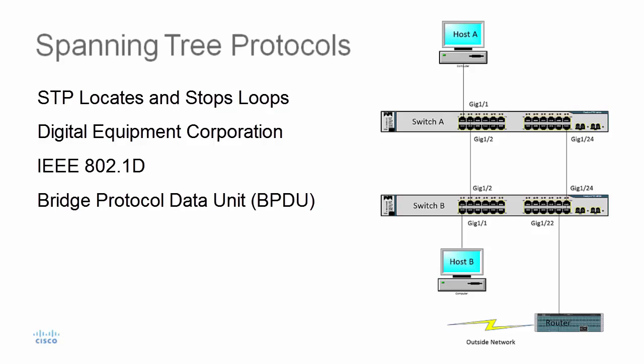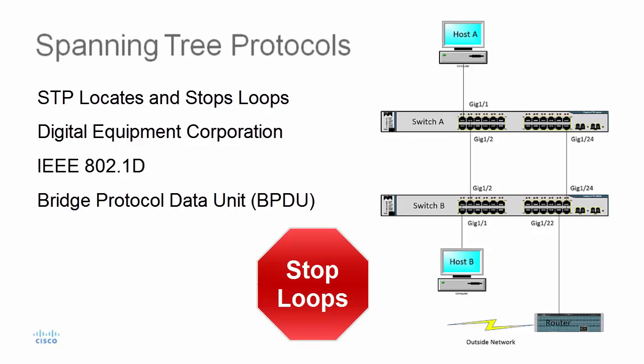The protocol that Spanning Tree uses is called a Bridge Protocol Data Unit, or BPDU. The word bridge in the name is still used even though BPDUs today run almost exclusively on switches. All switches send BPDUs every 2 seconds on all their ports, and all the switches work together to locate all loops and stop all the loops.